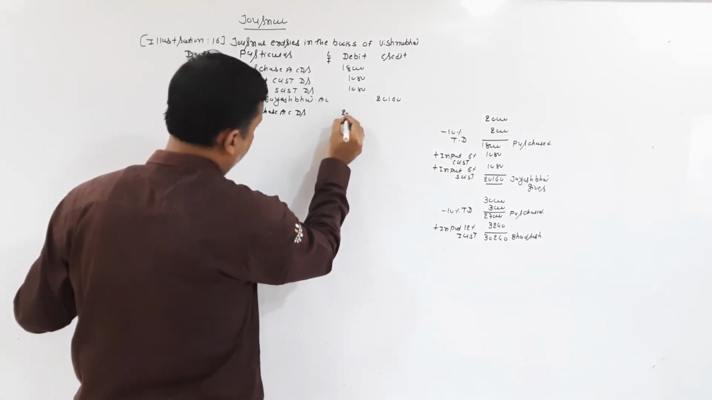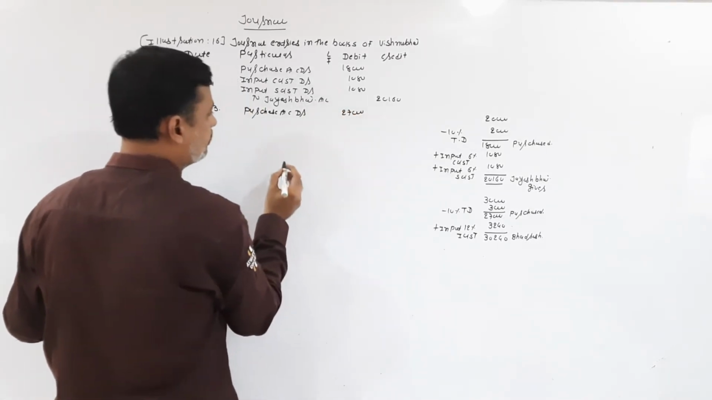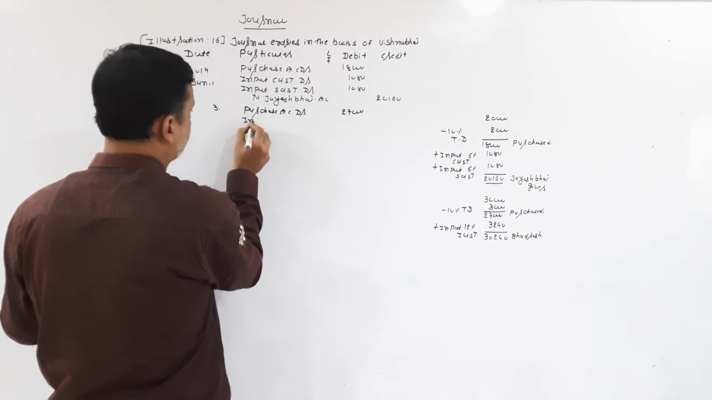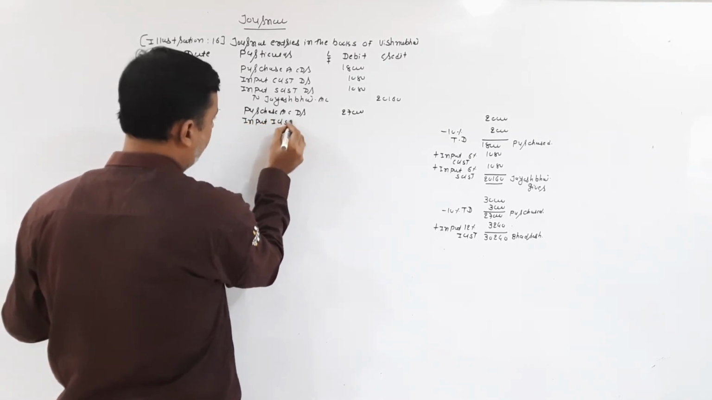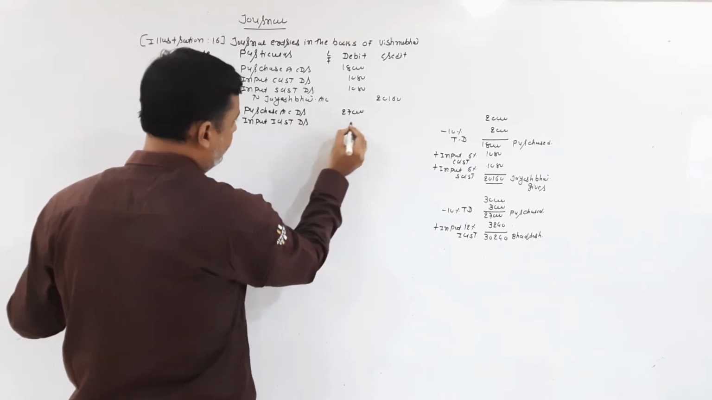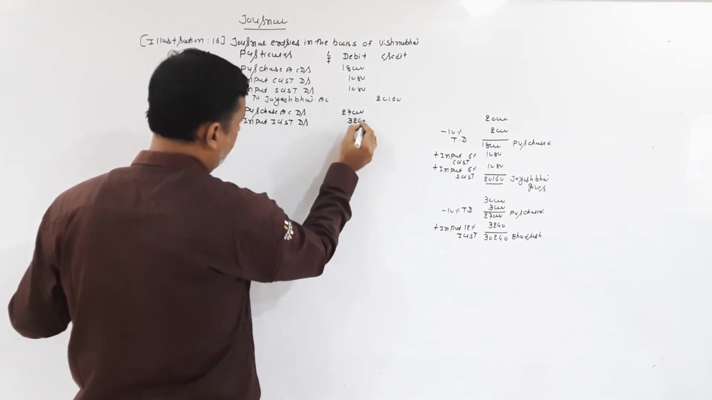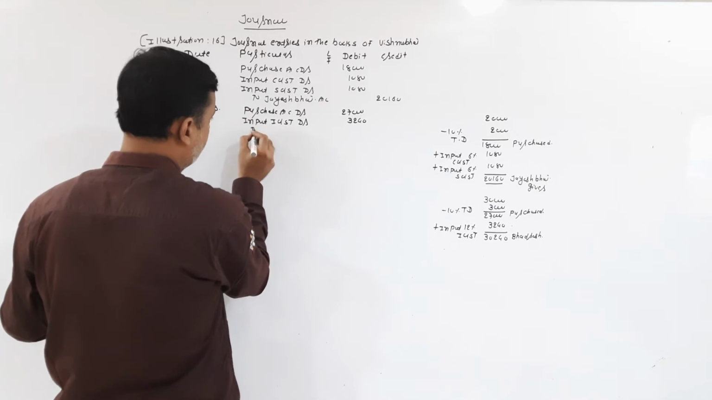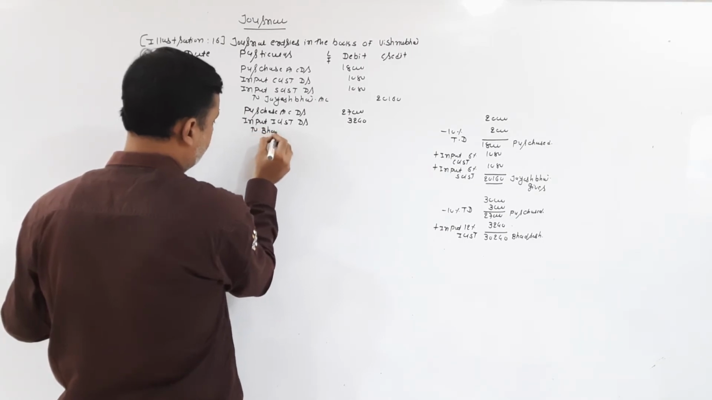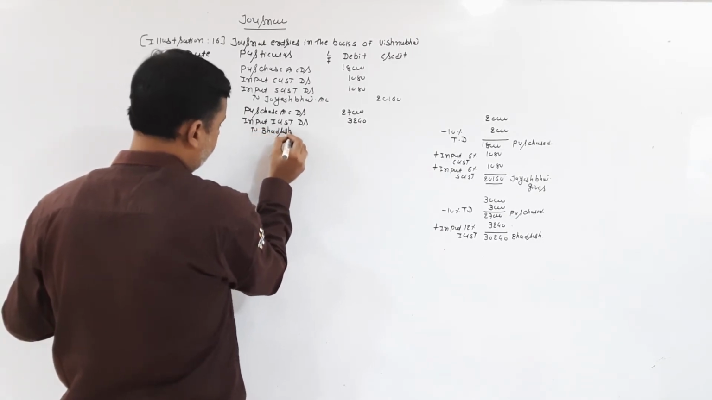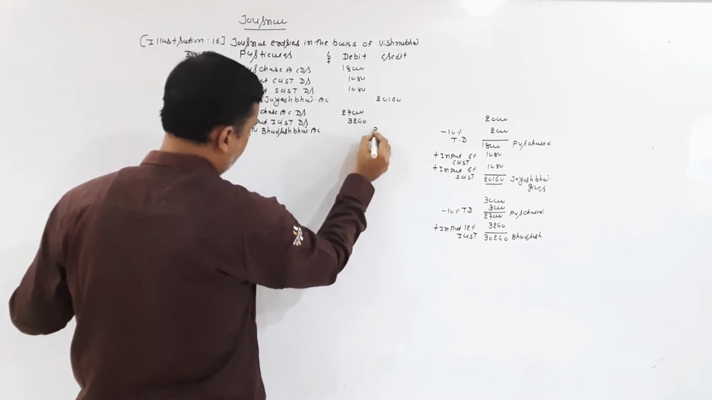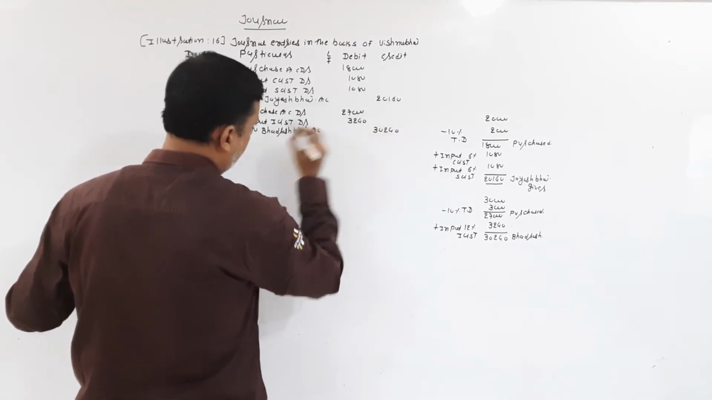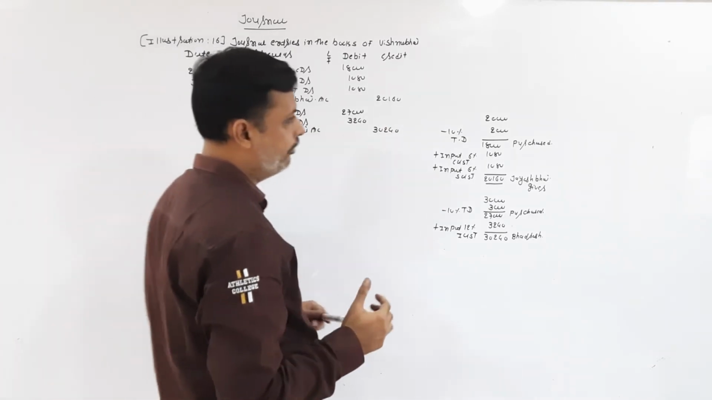Purchase account debit 27,000. Input IGST account debit 3,240. To Badresh Bhai account 30,240.